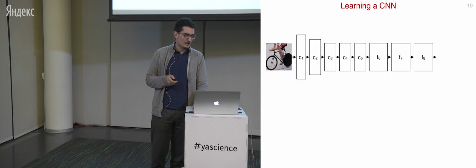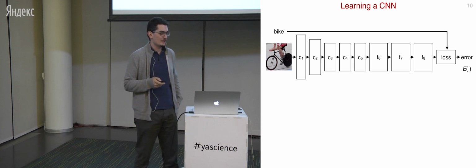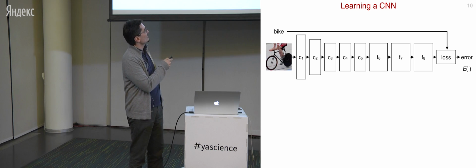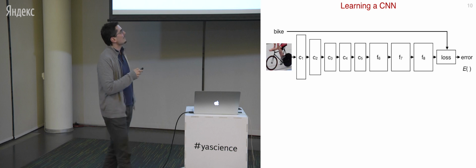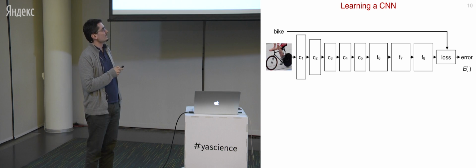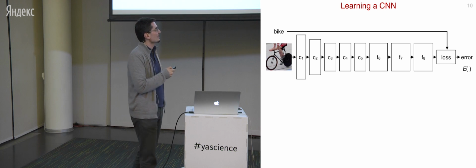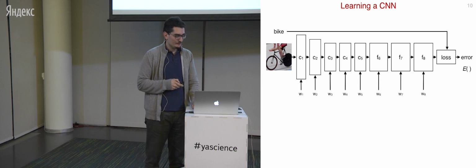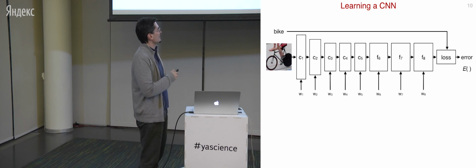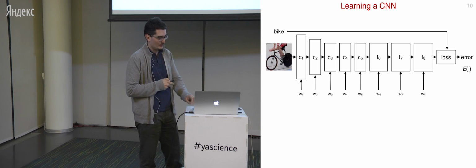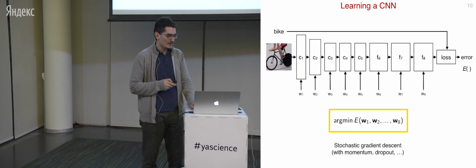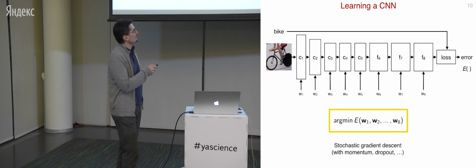How do we learn this? Well, we set this up as an optimization problem. We have an input image. We compute its encoding, which could just be a predictor for the class label of the object. Then we compare that with the ground truth label for the image. That gives us a loss or error function. We have parameters, which are just the parameters of these filters throughout the architecture, and this is what we want to learn. We want to learn those in such a way that we minimize this loss.